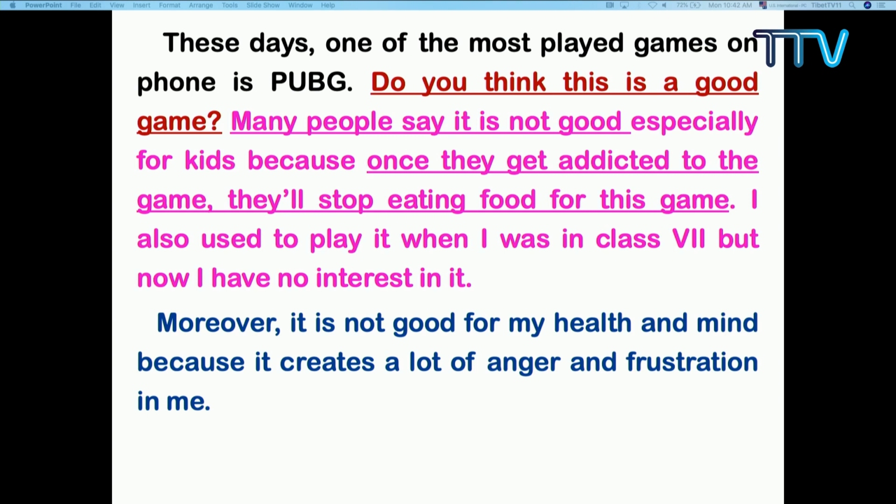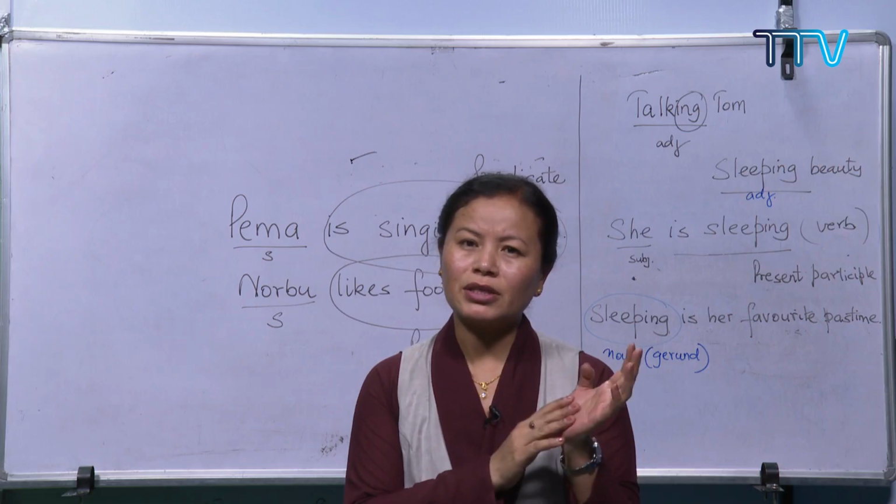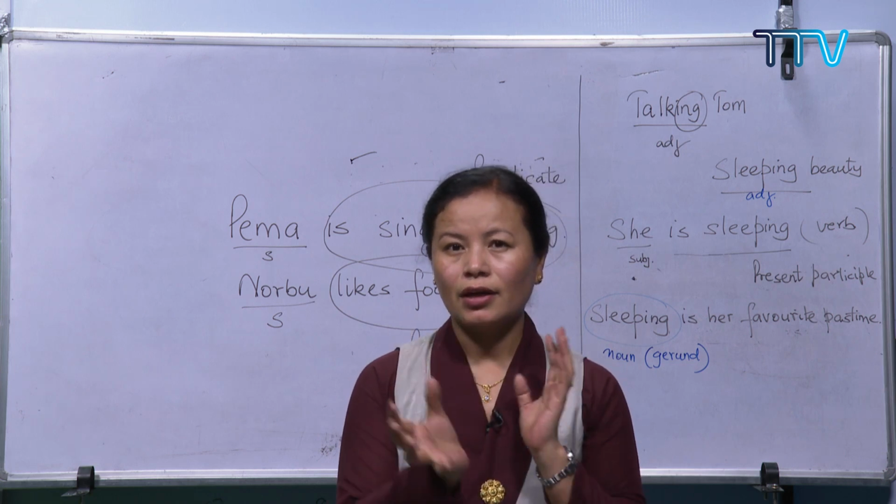Moreover, it is not good for my health and mind because it creates a lot of anger and frustration in me. Okay. So it is not good for my health and mind. We can break it, right? It creates a lot of anger and frustration in me. Again, another clause, independent clauses joined by because. Sometimes a sentence can be reframed. The structure can be reframed in order to get the different types of sentences.